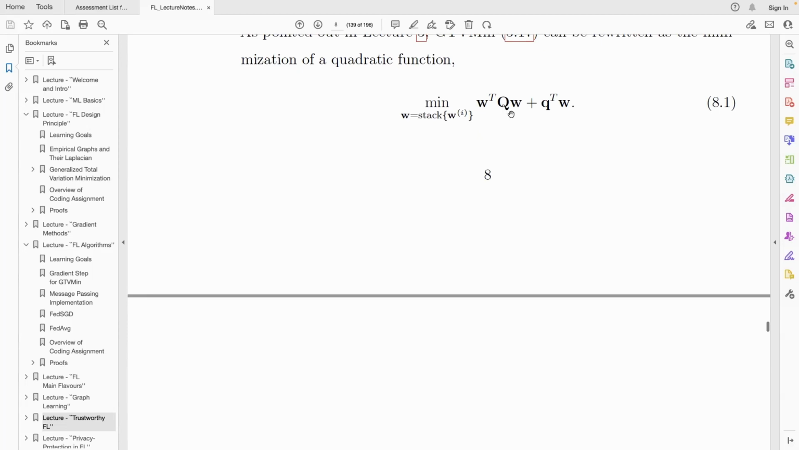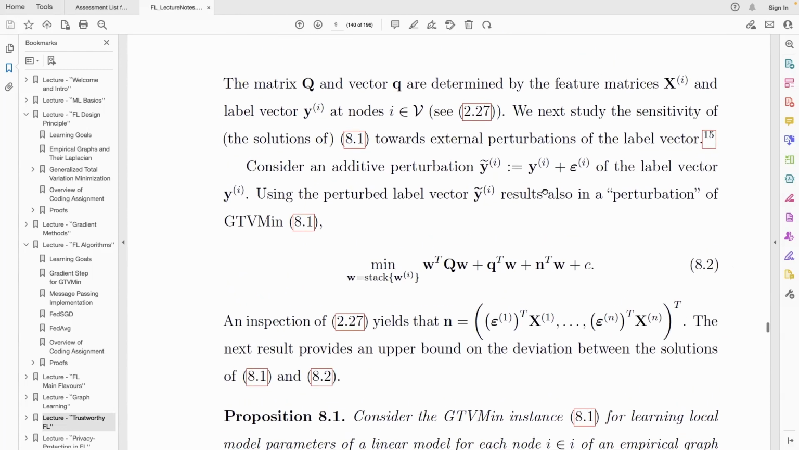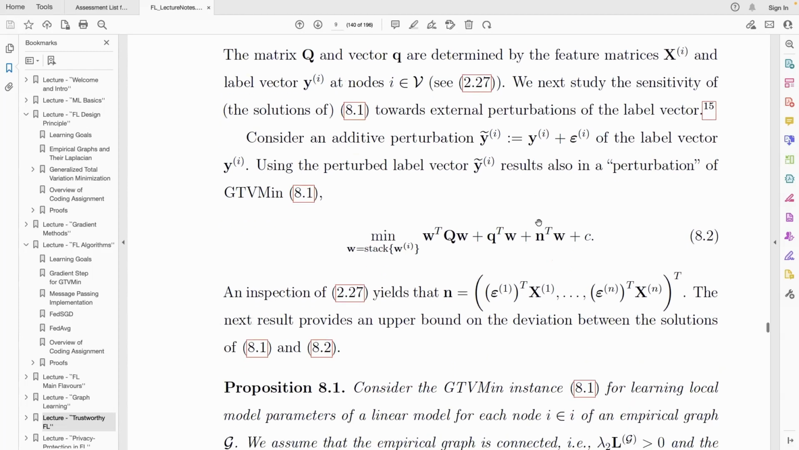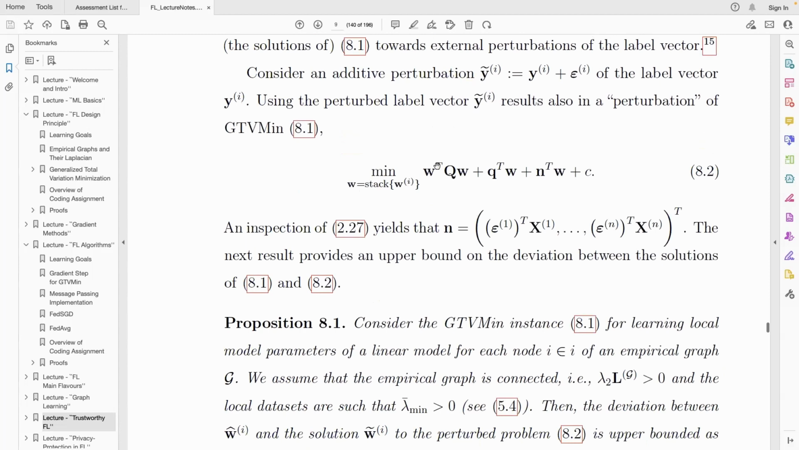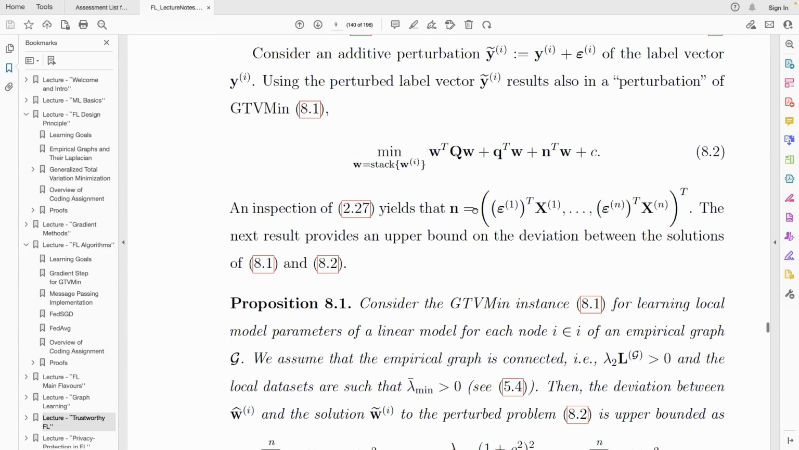For each choice of big Q and small q, we get a different solution. The question is, if we change the Q matrix or q vector a bit, how much does the solution change? Why could they change? For example, somebody manipulates them, or we get noise in our labels. The labels of our data points are transported on a hard disk, and this hard disk is erroneous, fishy. So the labels get perturbed by some perturbation or noise epsilon. What is the impact of this noise on the learned parameter vectors?